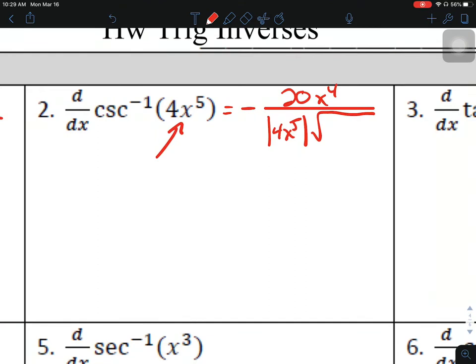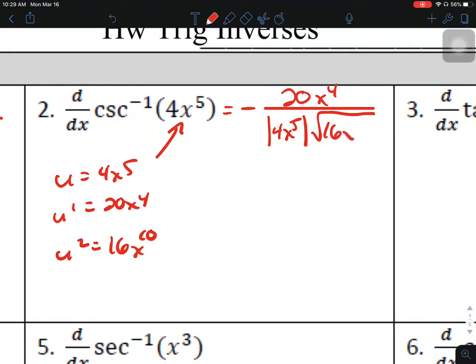If you square, tell you what, let me write this down. If you square that, you're going to get 16x to the 10th. So that would be 16x to the 10th minus 1.